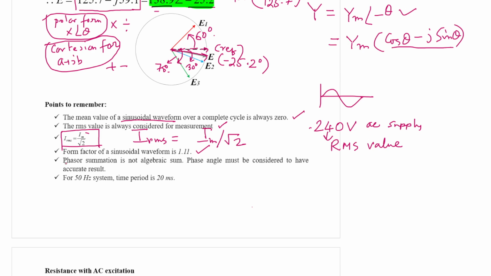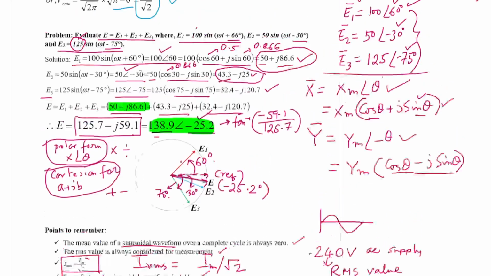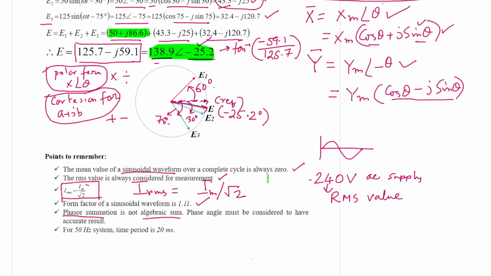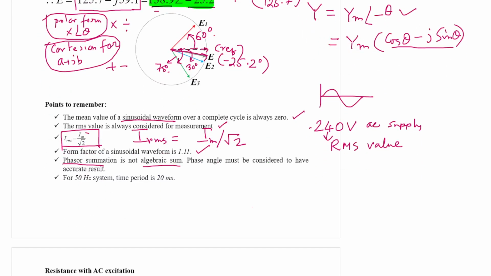Now, a very important thing: phasor summation is not algebraic sum. That is shown in this example. It's not at all the normal algebraic sum, because these angles will be a very influential factor. Whatever the angle, because this angle will be contributing to the summation, it will totally change. So phase angles must be considered to have an accurate result.